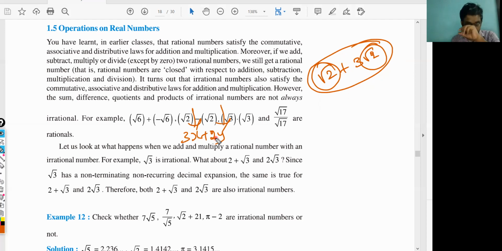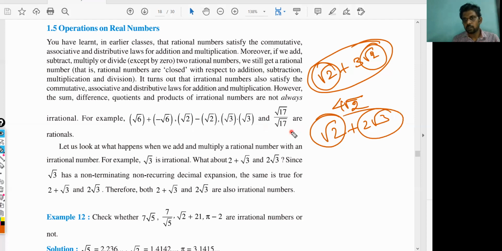In addition and subtraction of irrational numbers also, we'll use the same method, right? So root 2 plus 3 root 2, I can consider this as apples. 1 apple plus 3 apples is 4 apples. So 4 root 2, right? If I have root 2 plus 2 root 3, it is an apple plus 2 mangoes. So I cannot simplify further, and I'll keep it as is, right?